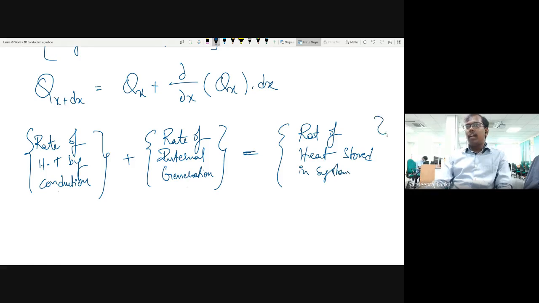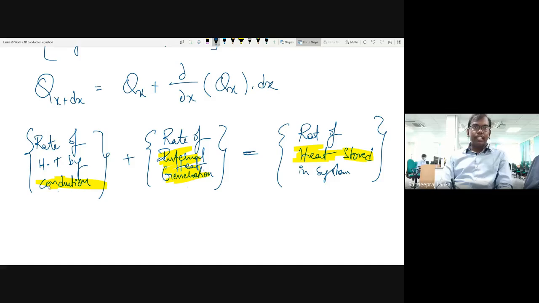Okay, rate of heat stored in your control volume. So this is a very important equation here. Simply put, it is conduction, and then it is internal heat generation, rate of internal heat generation. Actually, it is heat stored here. So these are the three terms which you should have in mind.